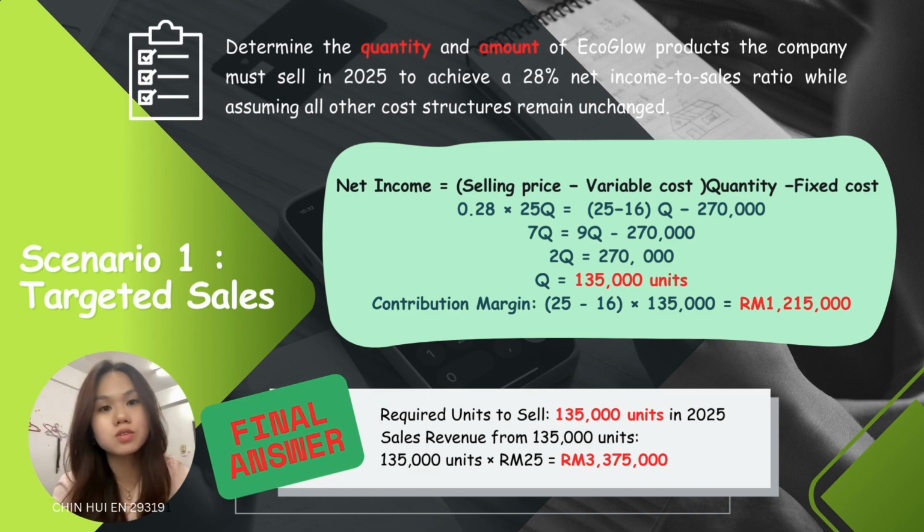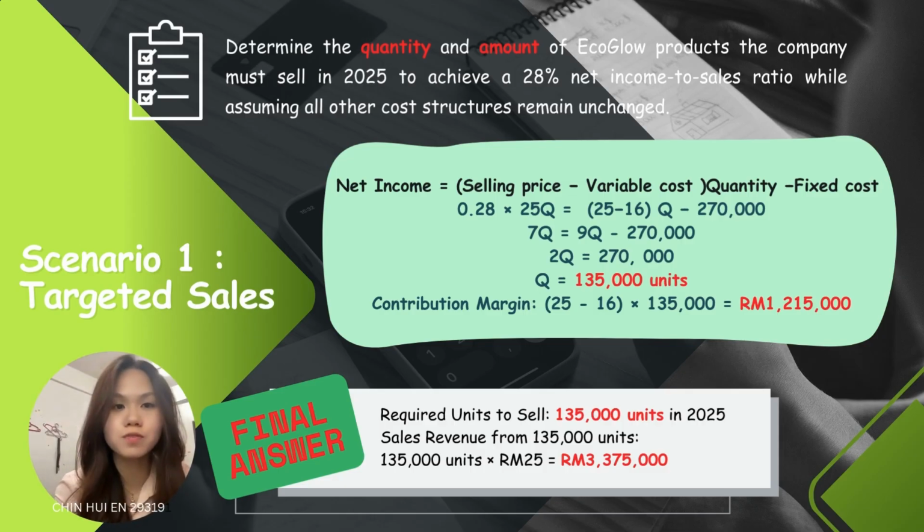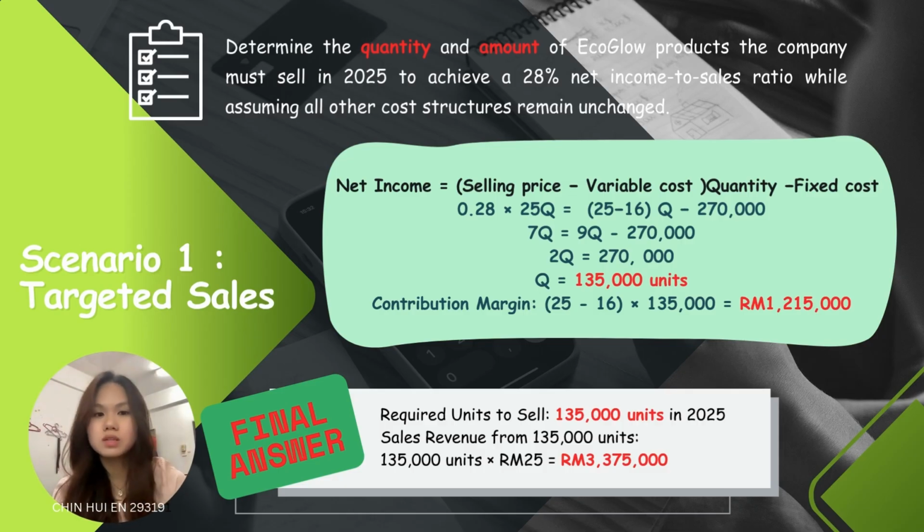Solving the equation, 0.28 times 25Q equals 25Q minus 16Q minus 2,700,000, we determine the company must sell at least 135,000 units, triple the 2024 volume, to generate 3.375 million in revenue. So while this meets the target, it risks losing price-sensitive customers in a competitive market.